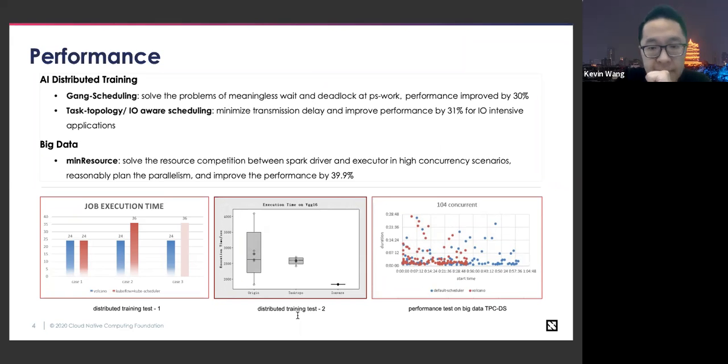So overall, we can improve the scheduler throughput, as well as improve the workload running performance, because the data transmission latency is reduced. And also for the bigger data workloads, we are offering the min resource definition to help the Spark driver and the executor reserve some resources to make sure they can start the query once they have enough resources. It's also trying to reduce the meaningless resource allocation. So you can see from the test result, the overall performance is improved around 40%.